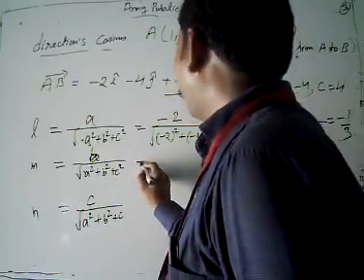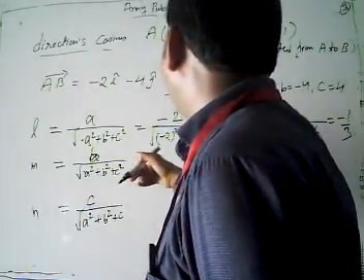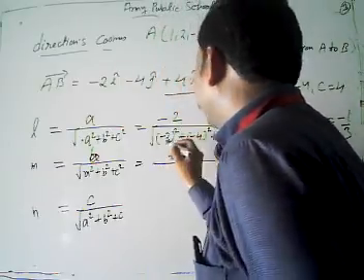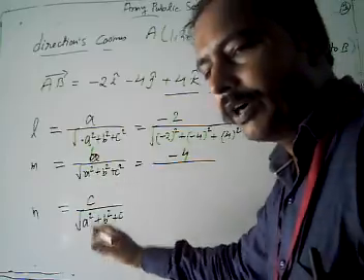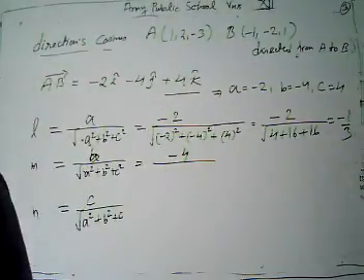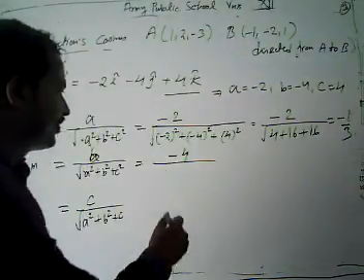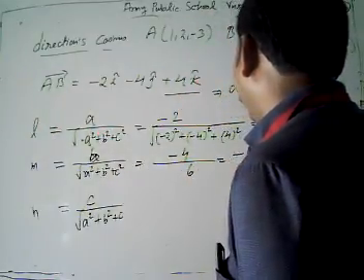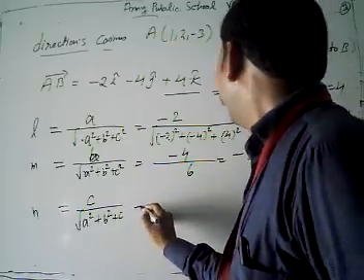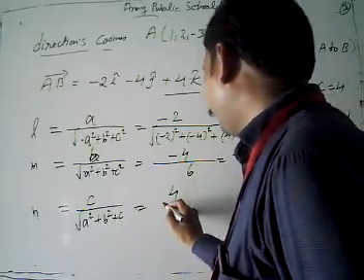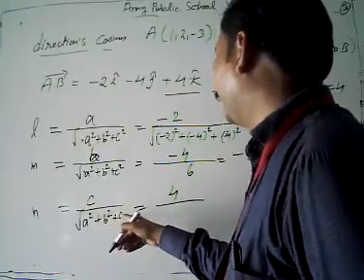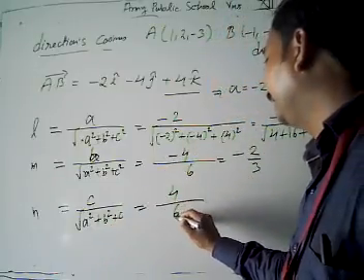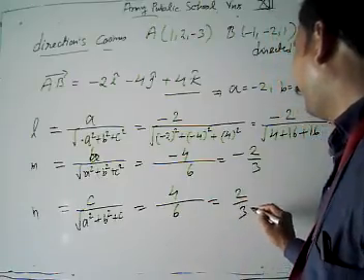Now for b, which is minus 4. The value of the square root of a square plus b square plus c square is the same, which we have already calculated as 6. Then we get minus 4 by 6, that is minus 2 by 3. Then c is 4, upon again the same value 6, so we get 4 by 6, that is 2 by 3.